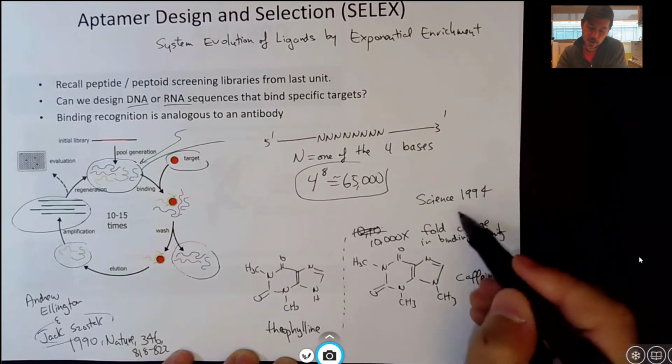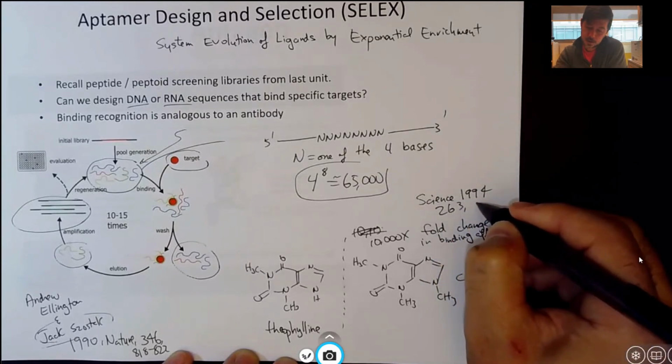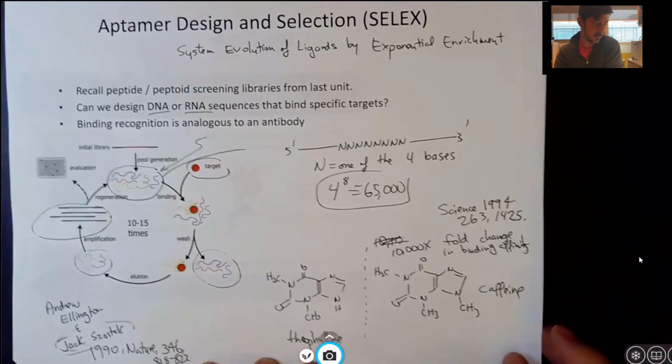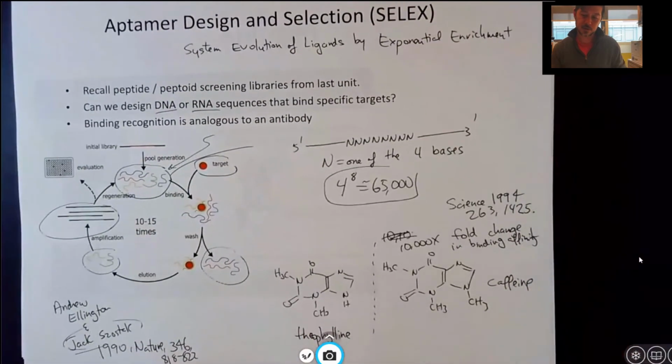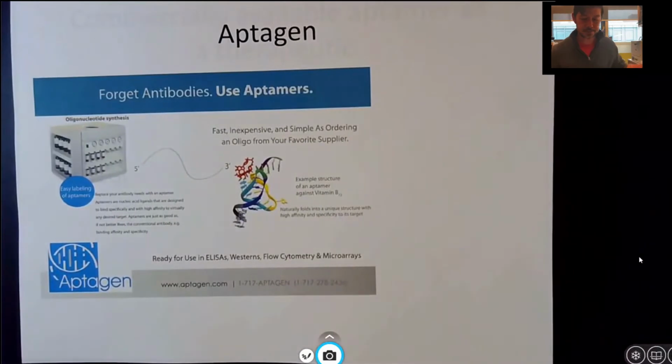So that was published in Science in 1994. I'll give you the coordinates here: volume 263, page number 1425. So SELEX has been around, and these aptamers adopt very concrete three-dimensional structures that can bind to their target. Here I'm showing you a small molecule target.